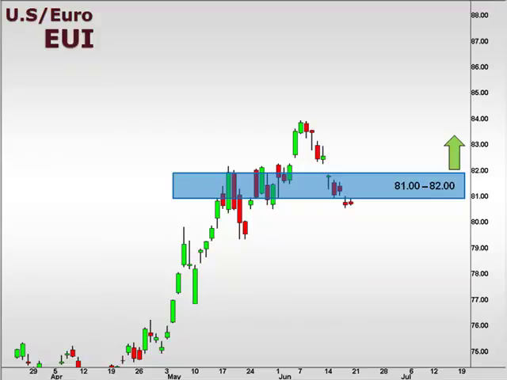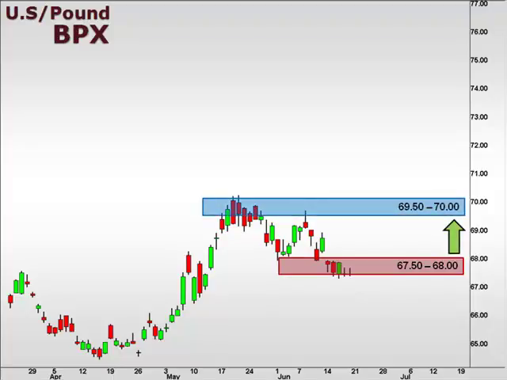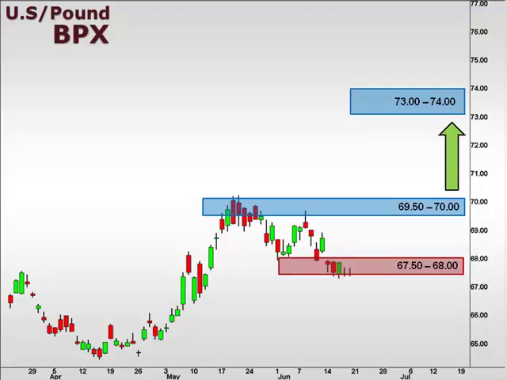We continue to suspect a bull flag forming in the BPX. The US dollar holds support against the pound within the 67-68 focal zone. A break above 68 sets up a test of the 69.5-70 level, with a possible follow-through extending to the 73-74 box.